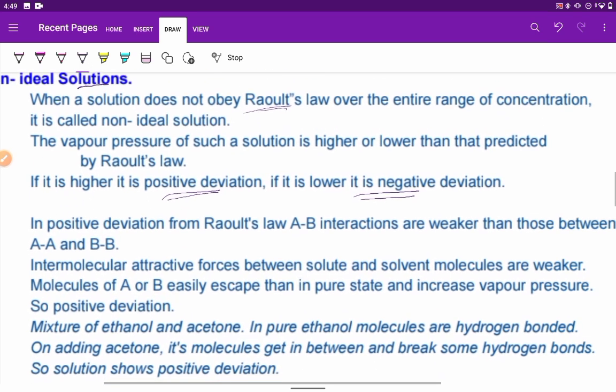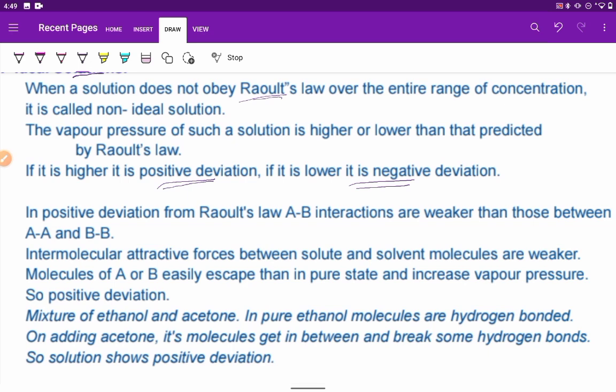Now we have to see why this deviation should occur. If we are adding the components A and B, before adding there will be some interaction between AA and some interaction between BB. After adding the components, there will be new interactions between the molecules of A and B. Now if these AB interactions are weaker than AA or BB, means the attractive forces between the solute and the solvent molecules are weaker. The new forces which are developed are weaker.